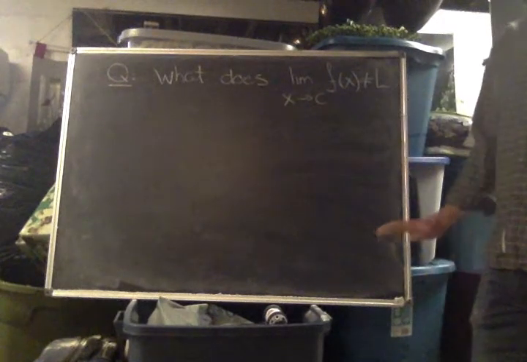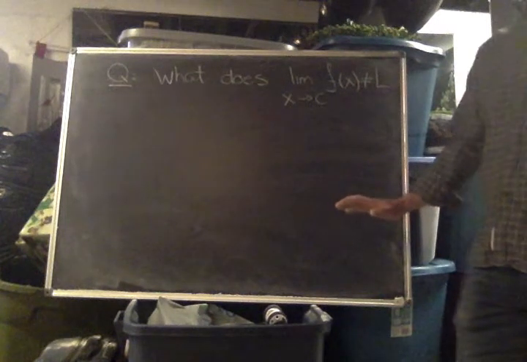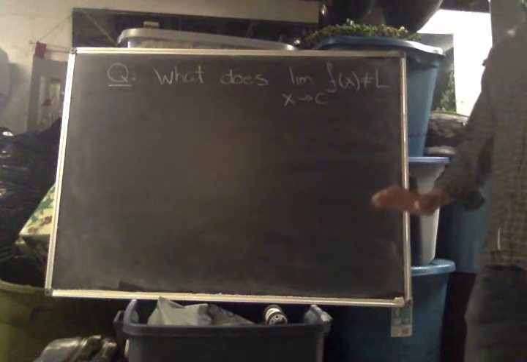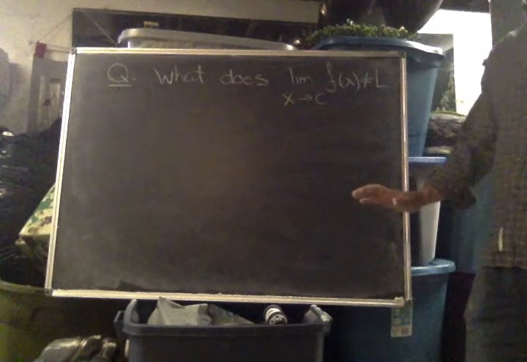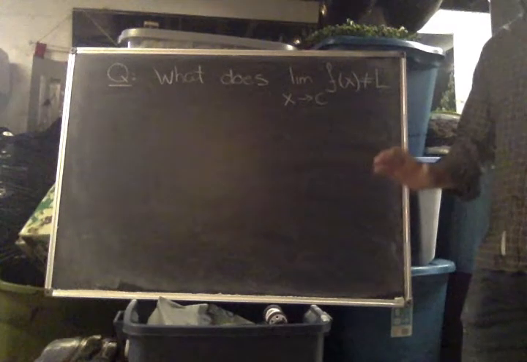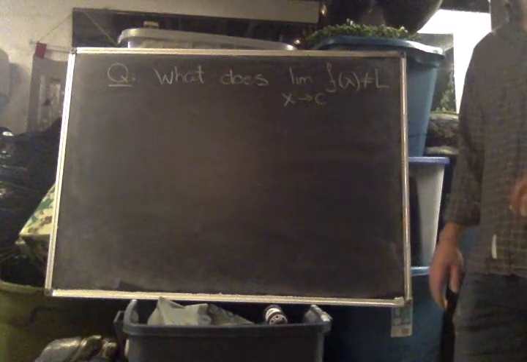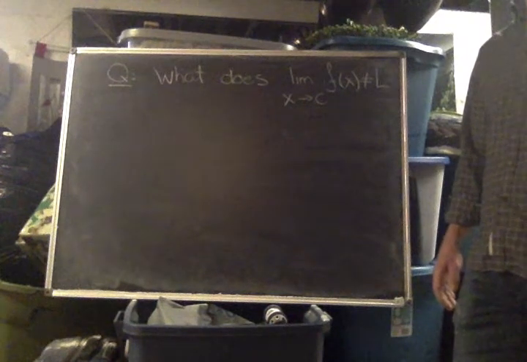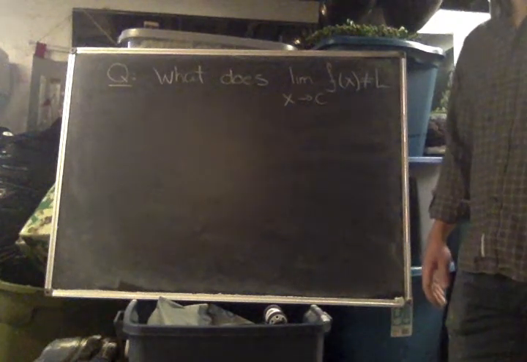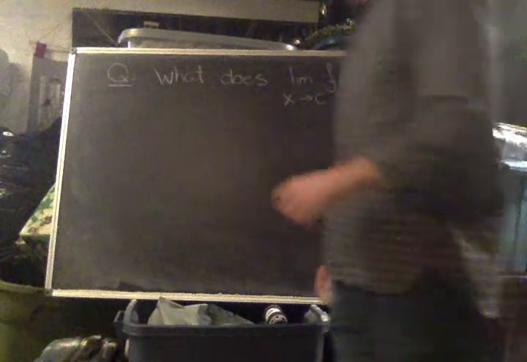We just want to write down the logical statement that says that this is not the case, that the limit as x approaches c of f of x is definitely not equal to L. Whatever else it might be, it is not equal to L. Okay, so here's what it means.